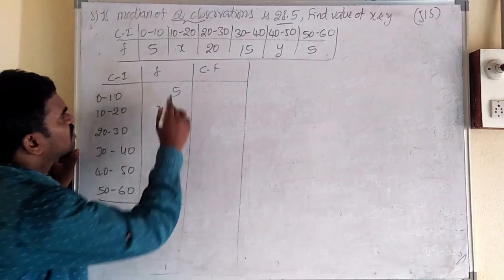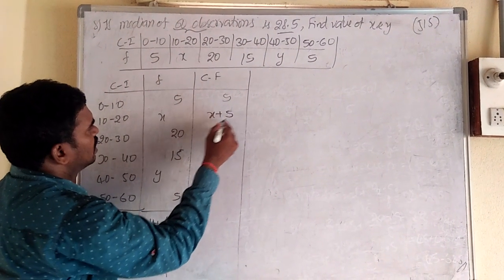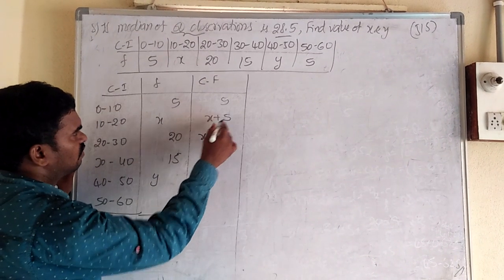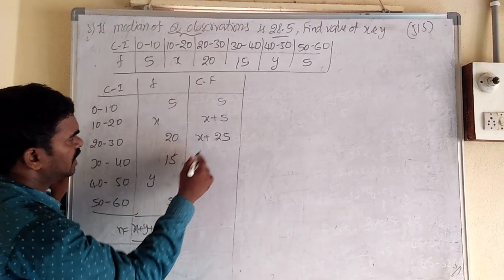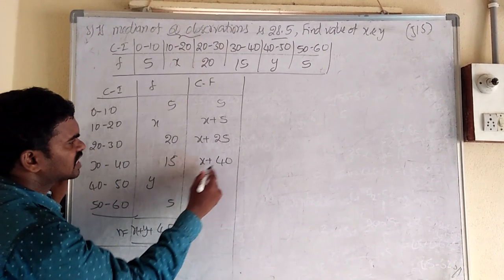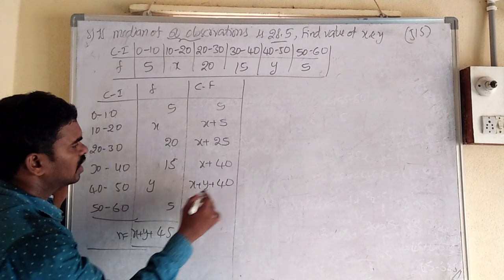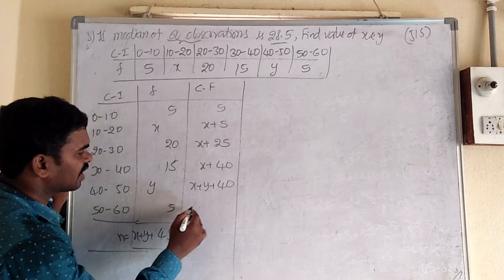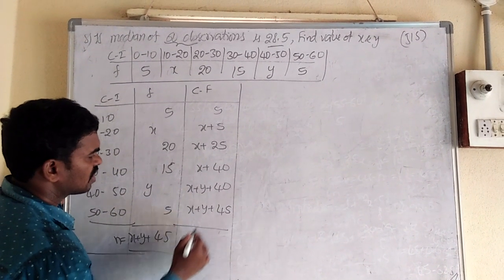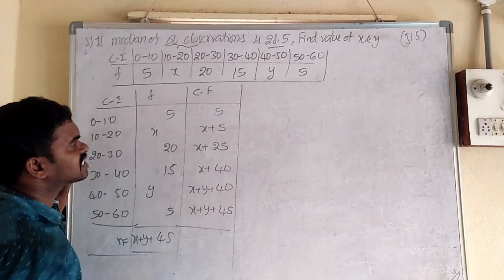What about cumulative frequency? The first one is 5. Next, 5 plus x, that is x plus 5. Next, x plus 5 plus 20, x plus 25. Next, x plus 25 plus 15, x plus 40. x plus 40 plus y, x plus y plus 40. x plus y plus 40 plus 5, x plus y plus 45. Here we are just adding the numbers, and writing the variables as they are.